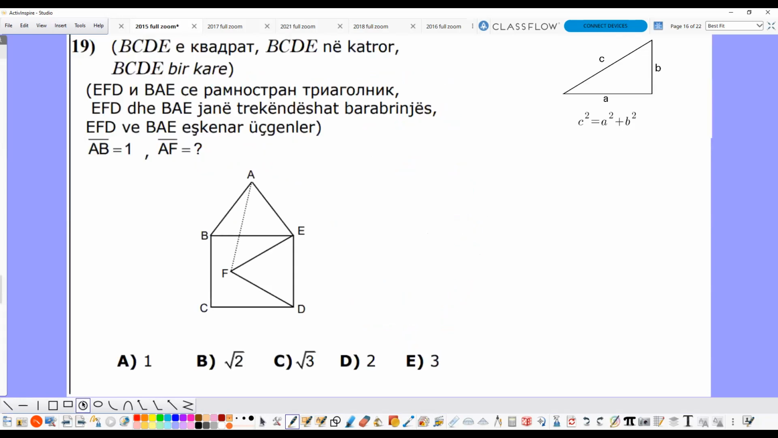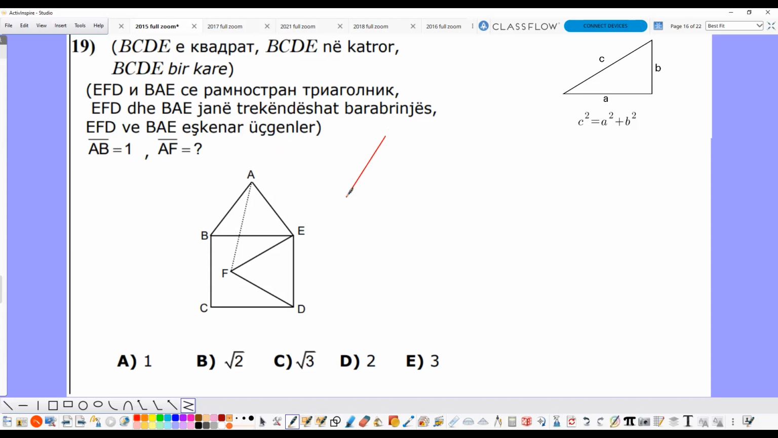Okay, in this question, we are going to use the properties of square and properties of equilateral triangle. You need to know this one only.